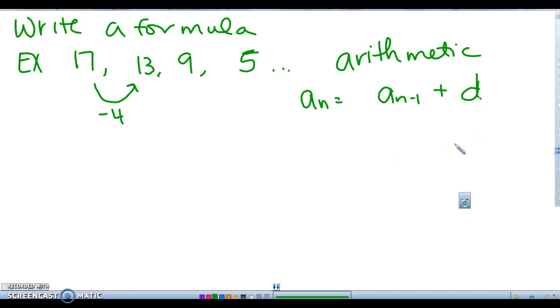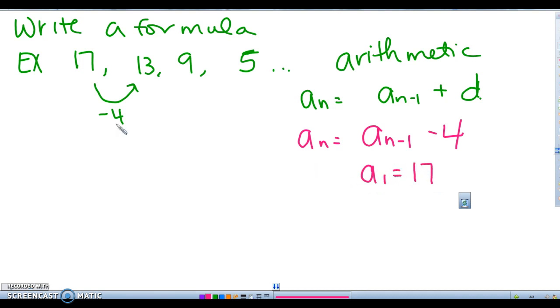Okay, where d is our common difference. So if I wanted to use this sequence I have as my recursive formula, it would be really easy because all I'm going to do is say a sub n is equal to a sub n minus 1 plus my common difference, which we found was negative 4. And my a sub 1 term is 17.